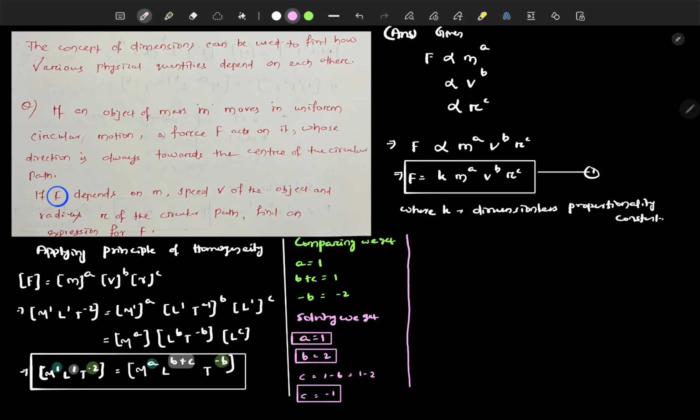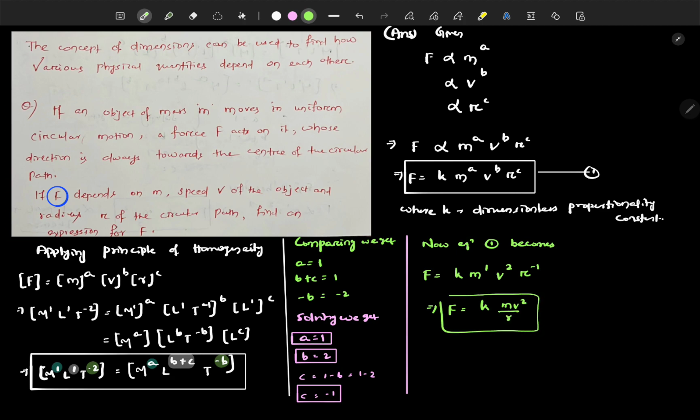After this, what we have to write? Now put all these values in equation 1. So now equation 1 becomes f is equal to k m power 1 v power 2 r power minus 1. So we can write it as f is equal to k m v square by r. Yes, this is our required expression, the answer. So this is in accordance with the fourth application of the principle of homogeneity. I hope it is clear to all of you.